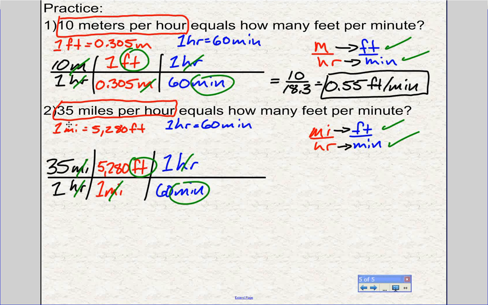So now I can multiply straight across. 35 times 5,280 gives me 184,800 over 60. So divide that by 60, you get 3,080 feet per minute.